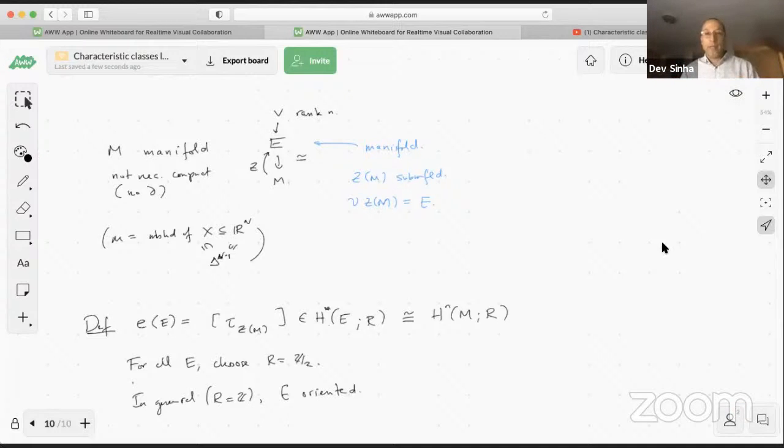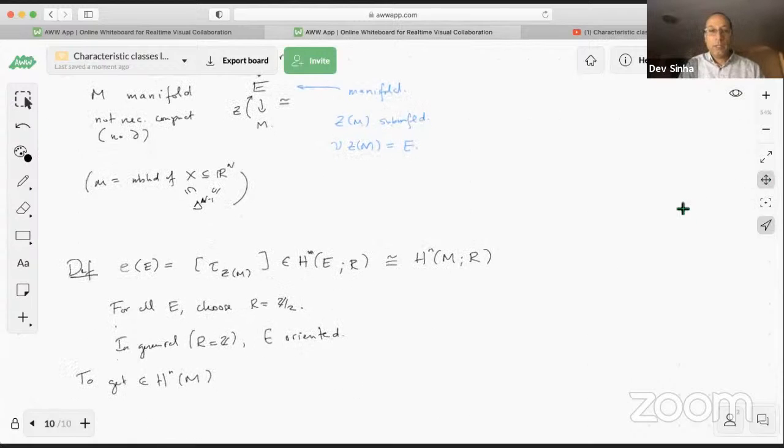Let's recap. Any vector bundle over a manifold has a submanifold I can name right away, the zero section of the manifold, and that defines the Euler class. End of story. Well, not end of story, but very clean beginning of story, I guess we can say. To get a class in the cohomology of M, I'll drop the coefficients for now.